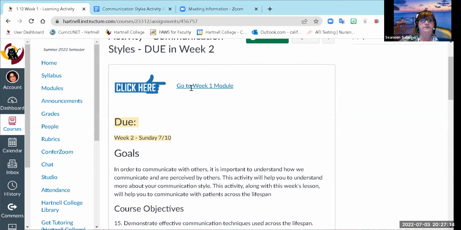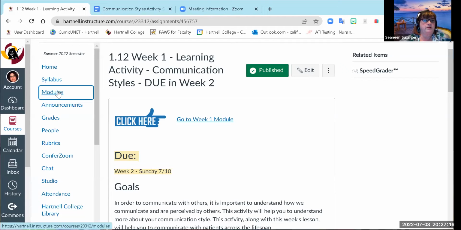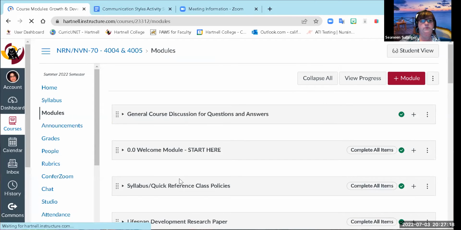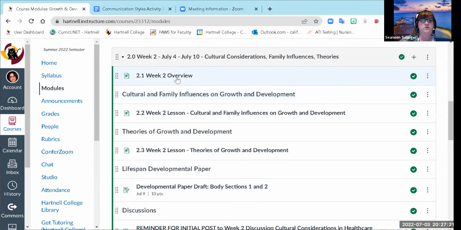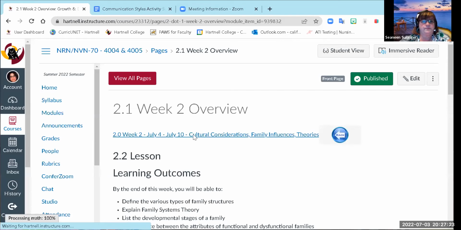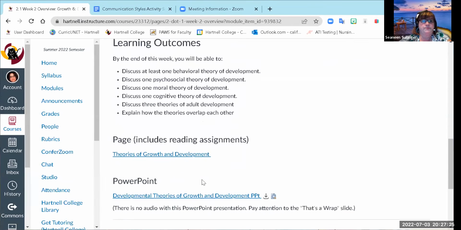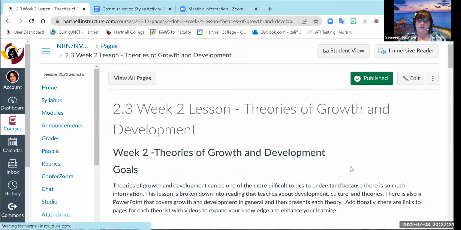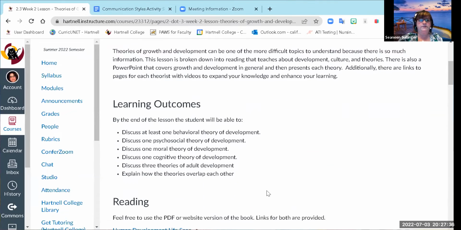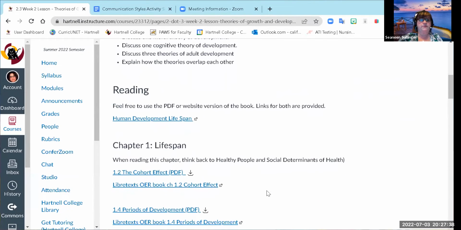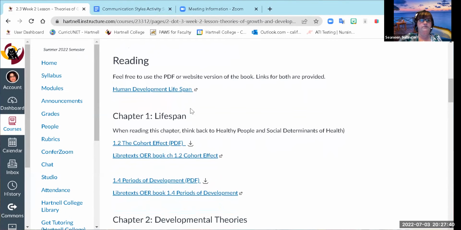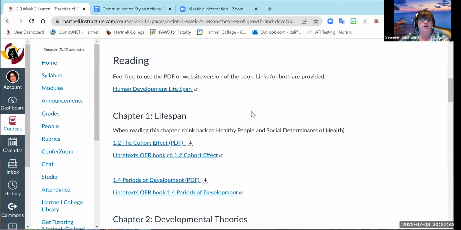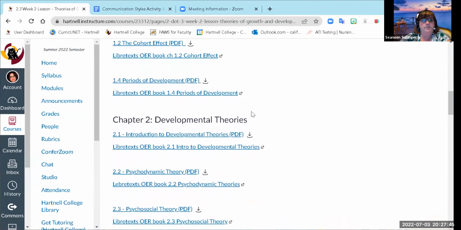Okay, so let's go back to the modules, and we will go back to the overview, go down to theories of growth and development. So this is the lesson, again, that's really going to help you with your developmental paper. And as you scroll through here, it's going to give you readings to do at the web page, as well as developmental theories.